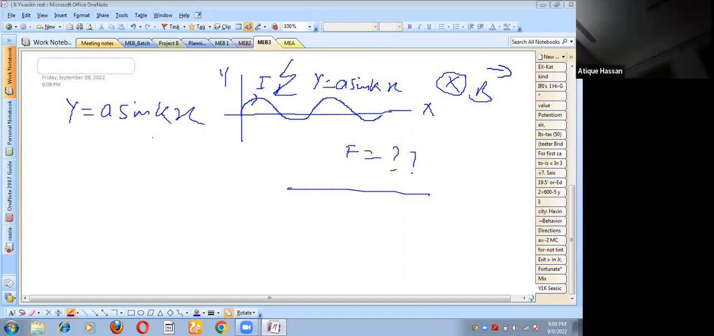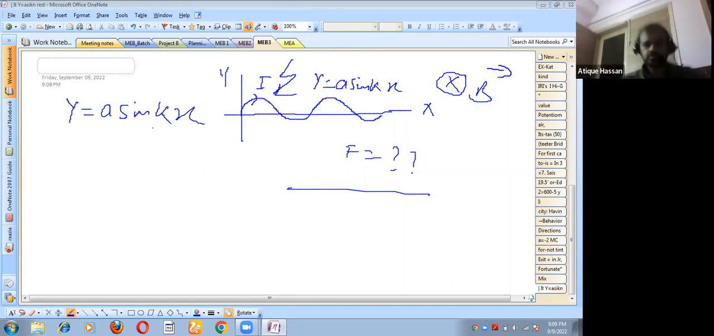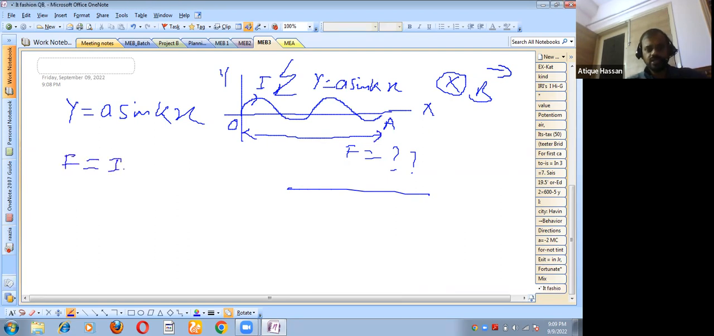To find the force, here also you have to take the displacement length, right? Suppose this is the origin and this is the point A. You have to take this length. So F will be ILB, and the displacement length will be OA into B. Such questions are generally asked in JEE Main. You will have irregular shaped wires.